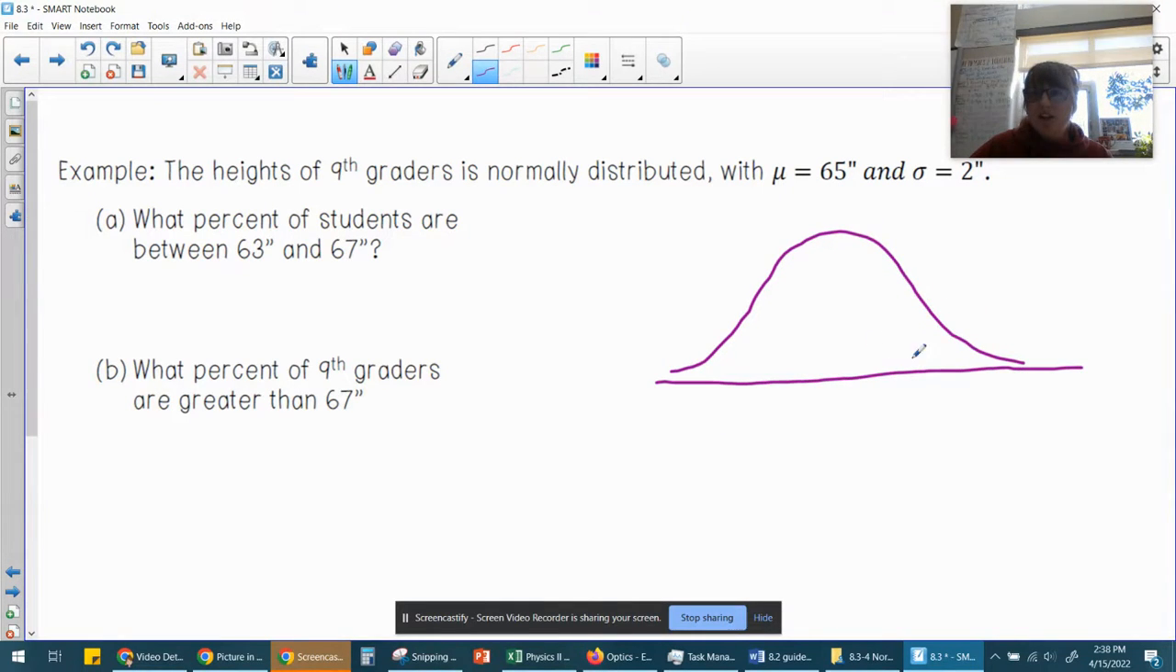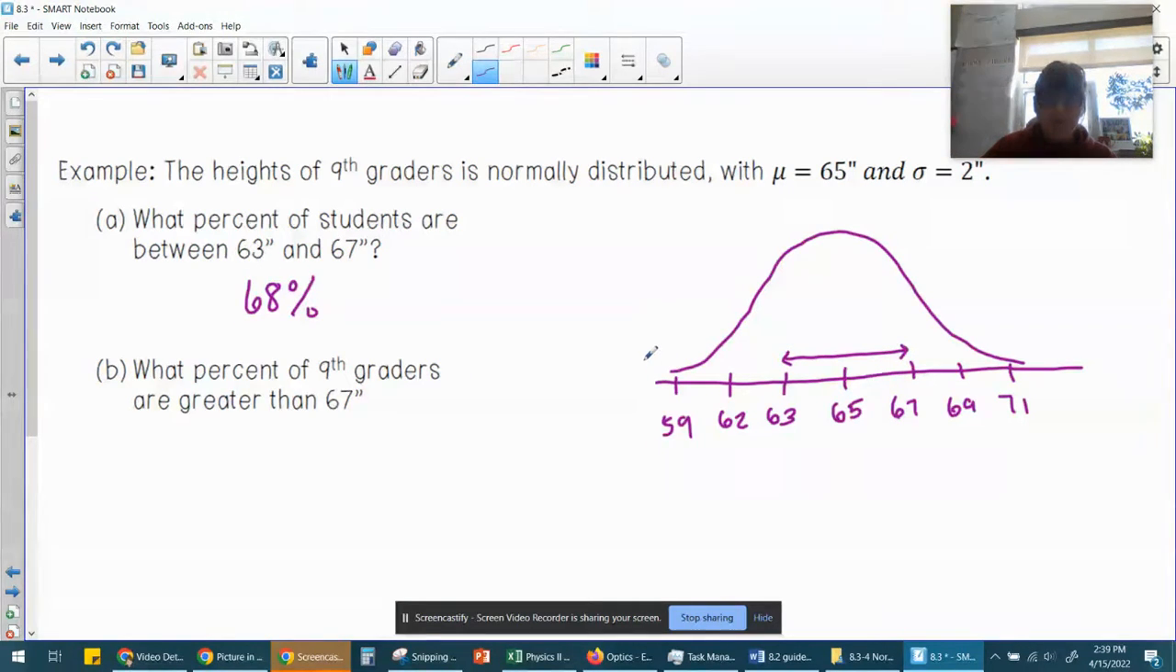So with an average of 65 and a standard deviation of 2. If I go up 1 standard deviation, that'll be 67, and then 69, and then 71. And then you go down the other direction, 63, 61, 59. So we want to know what percent of students are between 63 and 67 inches tall. Well, that's from 1 standard deviation below to 1 standard deviation above, so that's 68%.